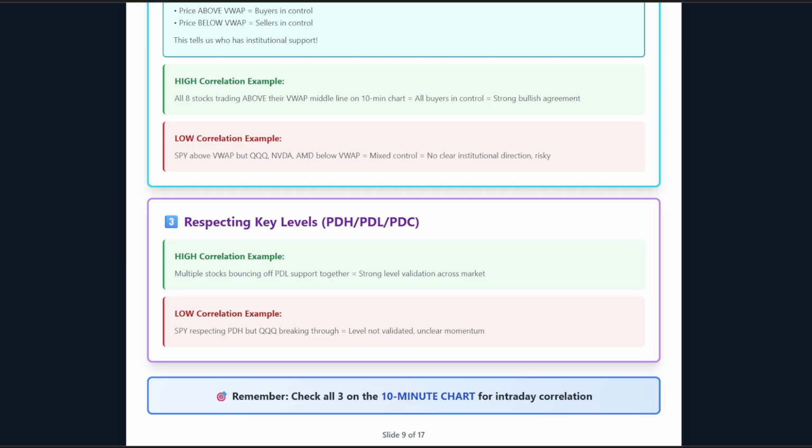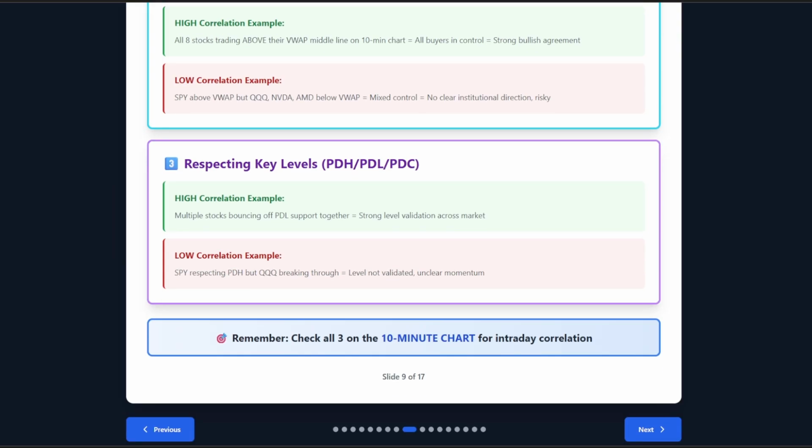Number 3 is respecting key levels, right? Key levels are previous day high, previous day low, previous day close, or any key level that you have on the daily or weekly time frame, whatever area of support or resistance that you have. A high correlation example of this is multiple stocks bouncing off of previous day low support. Specifically, if you see this on SPY and QQQ, this is a strong level validation across the market.